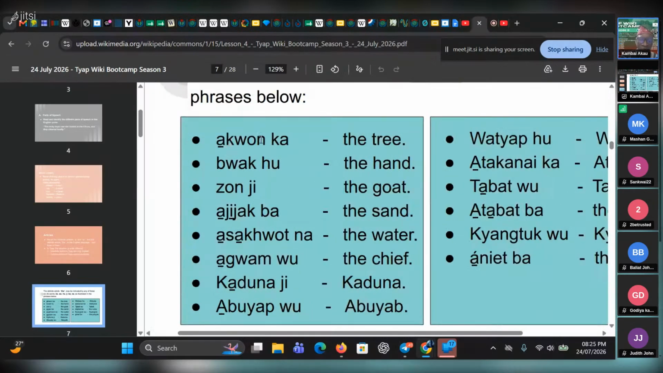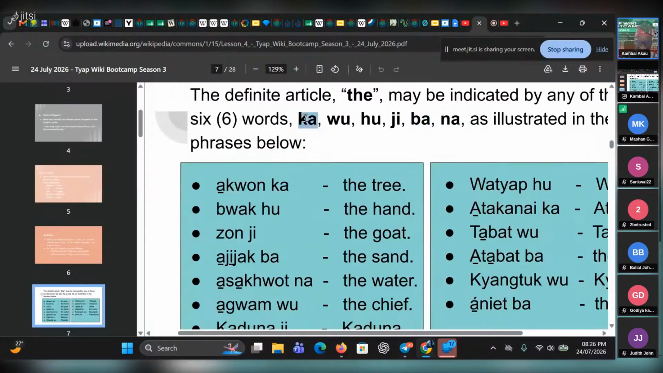So we have akwanka. You can see this ka for singular. Akwanka means the tree, not just a tree, but the tree. You know the particular tree you're talking about. So you are saying ka, not just akwan, but akwanka. And then you have buakhu. It's not buaka, it's buakhu. So we are using the second or the third definite article now because we are starting with letter B, and most letter B words have the who definite article.